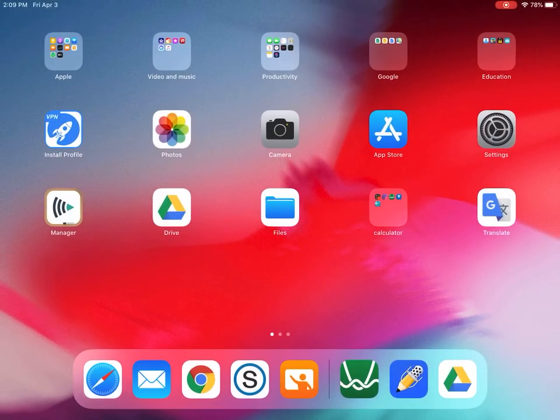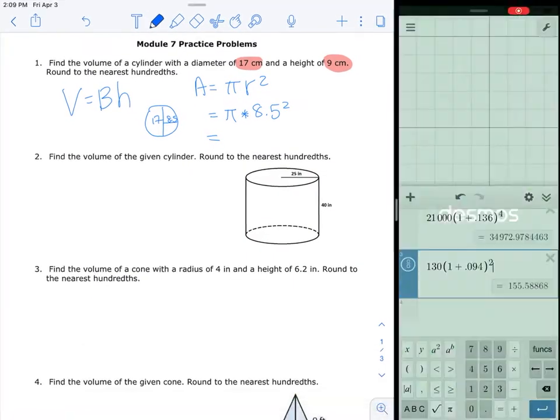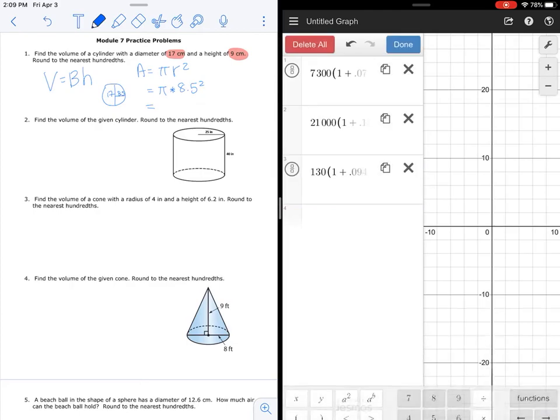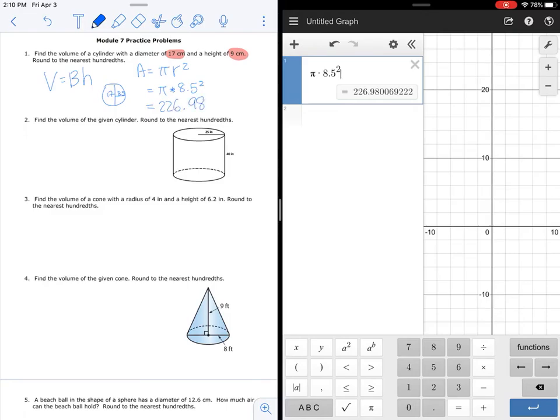Now I need my calculator, so I'm going to pull up my Desmos calculator on the right. And I'm going to delete my screen and start off with a fresh screen. I'm going to do pi times 8.5 squared. And then we have our answer, 226.98. I'm going to the hundredths place.